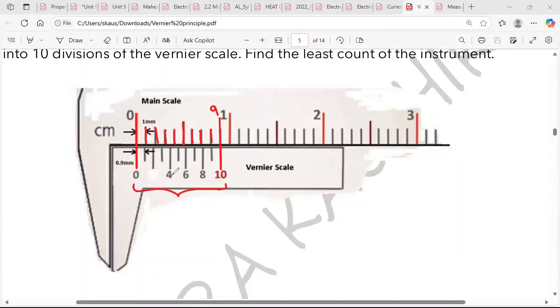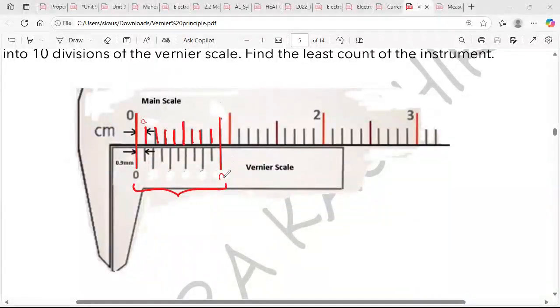I'll explain this not using actual values, but rather it's easier to explain using some variables. So let's take our least count as A. Right? Least count is A. And n divisions of the Vernier scale are here.